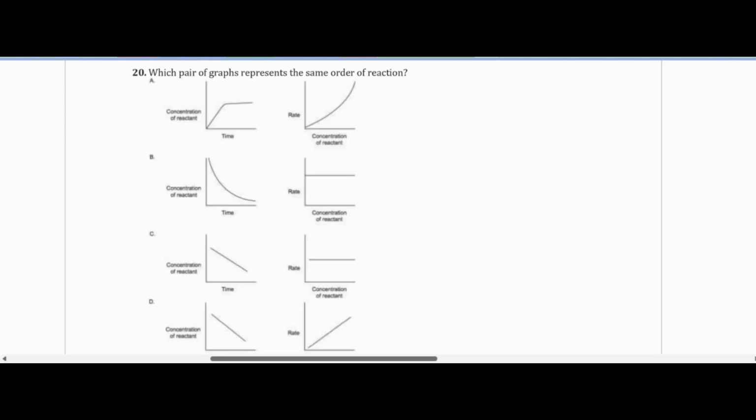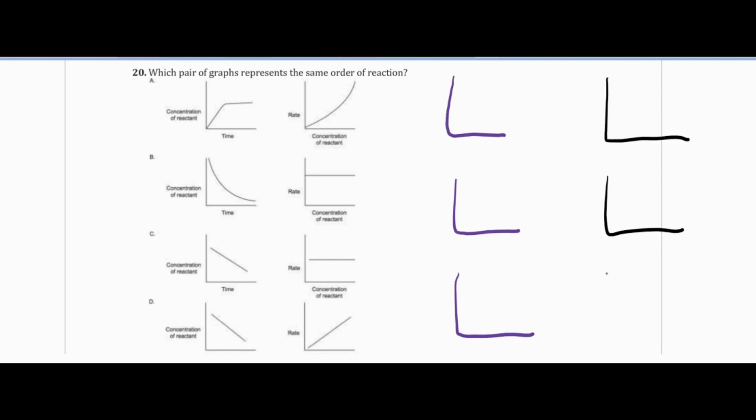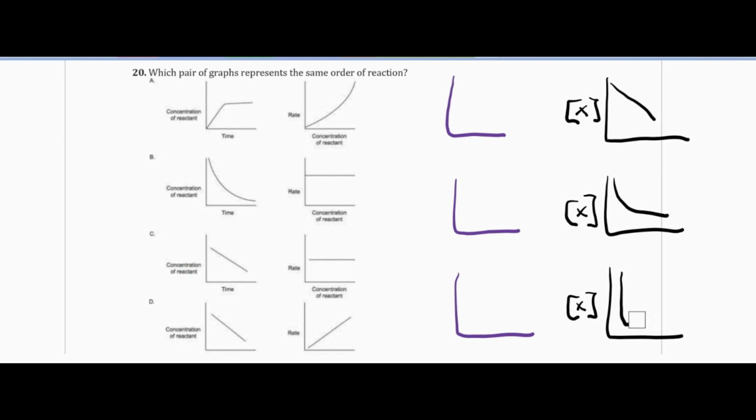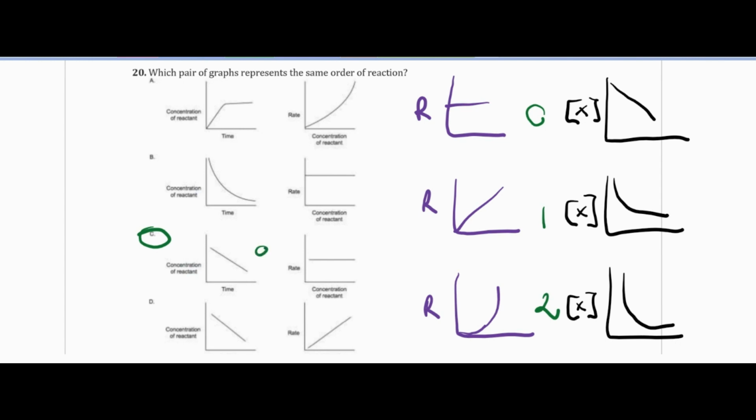20. Which pair of graphs represents the same order of reaction? So again, this just relies on you having memorized the 6 graphs. So which one matches up? C. So that will be 0th order.